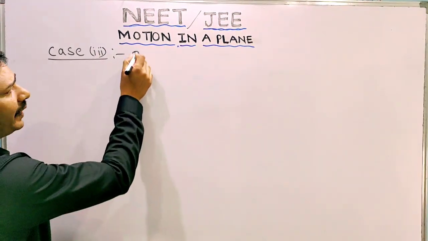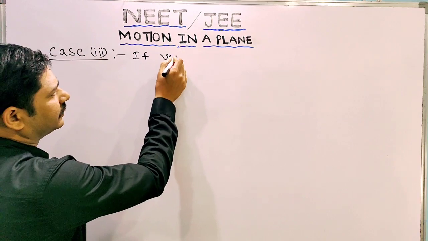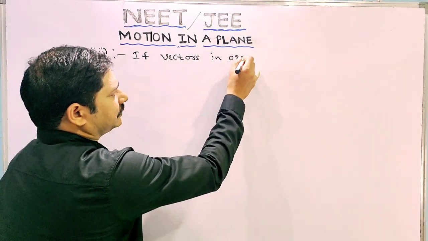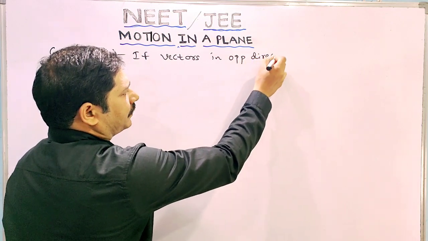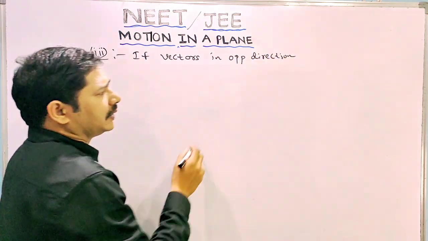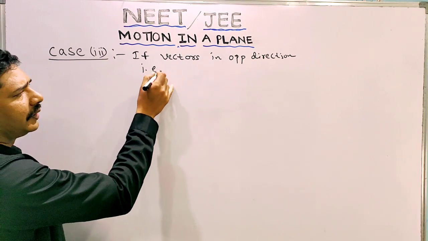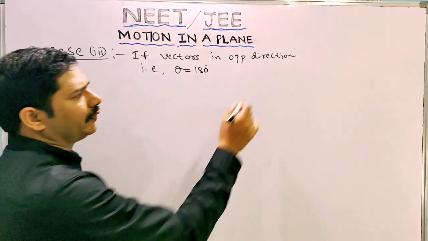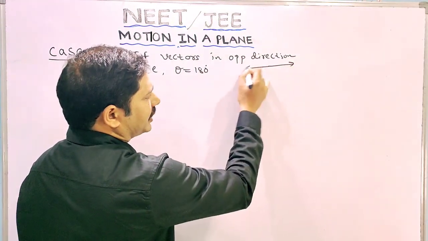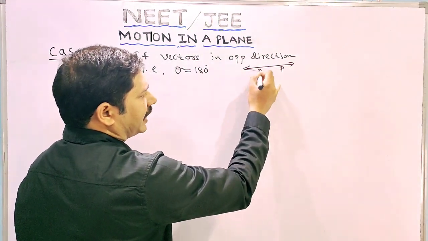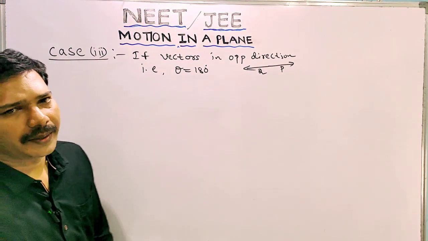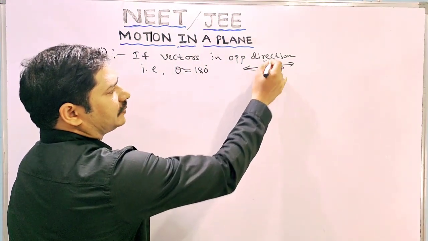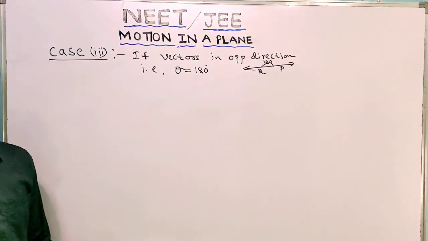If two vectors are in opposite direction, what does that mean? Theta value is how much? 180 degrees. The two vectors are in opposite direction. We are taking this P bar vector and Q bar vector. Okay, so the angle between them is how much? 180 degrees.